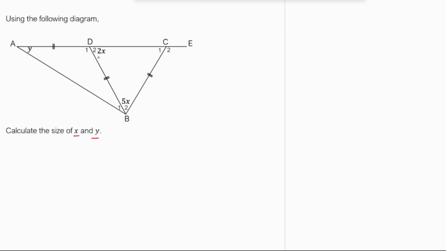So from this diagram, we can see that in triangle BDC, DB is equal to BC. Therefore, angle C1 is equal to angle D2. So we can say angle C1 is equal to 2x, since these are angles opposite equal sides. See that DB, BD is equal to BC.